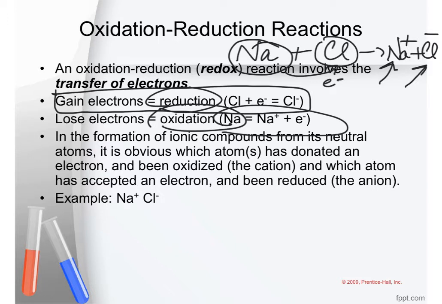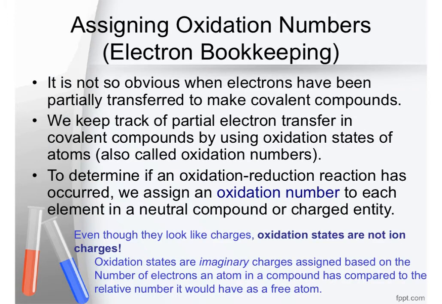It is not always so easy. You have several reactions which don't even have ions or charges involved, and you still have to figure out where electrons have shifted. So in the more complex redox reactions, in order to be able to determine what's been oxidized and what's been reduced, we assign something called oxidation numbers.